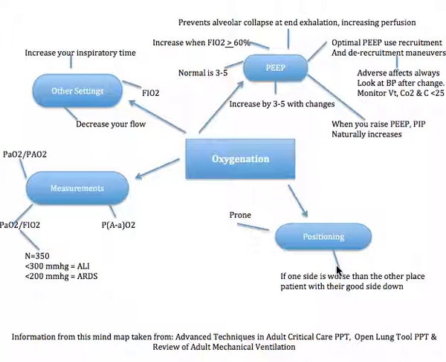The other aspect to this is if there's one side of your patient that's worse. So if the right side is worse than the left, you're going to want to put their good side facing down. So if it's their left side that's good, you're going to turn them on their left side with their bad side, which would be the right side in this case, up. And so that'll help to recruit as well. So that is it for the oxygenation mind map.